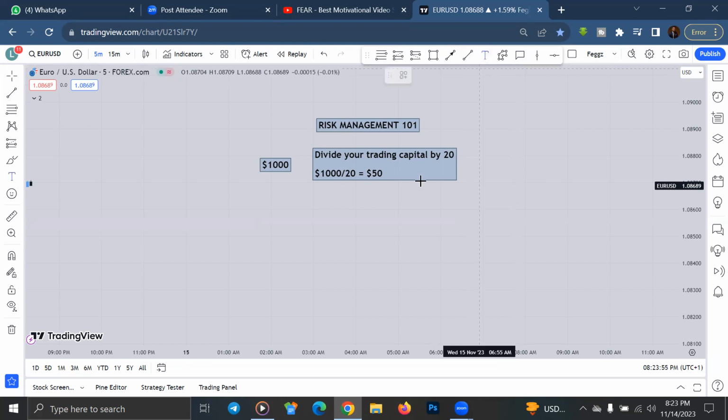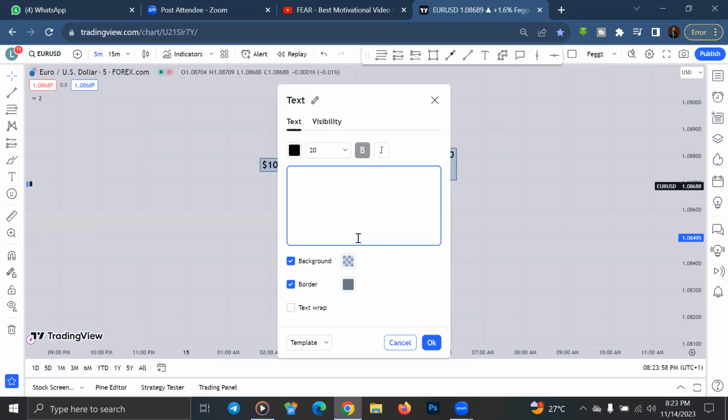What am I saying? I'm saying that any amount you are risking on a trade, ensure you are making at least times 2.